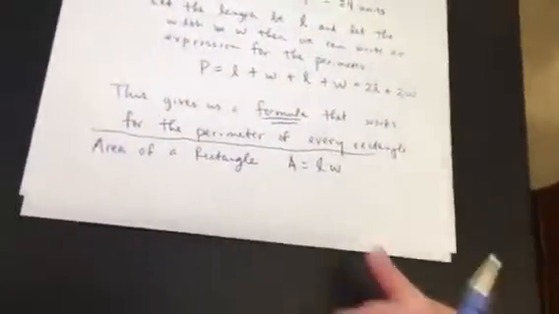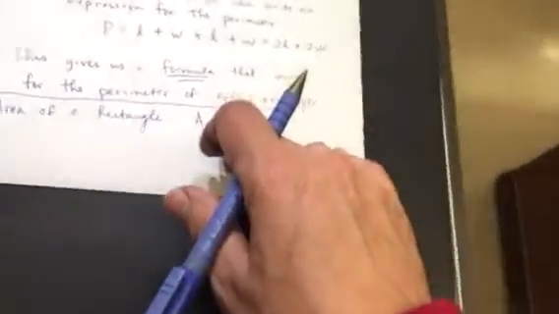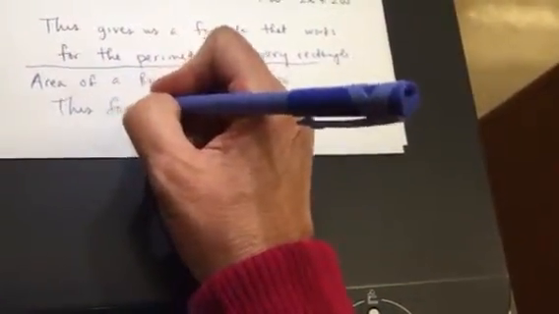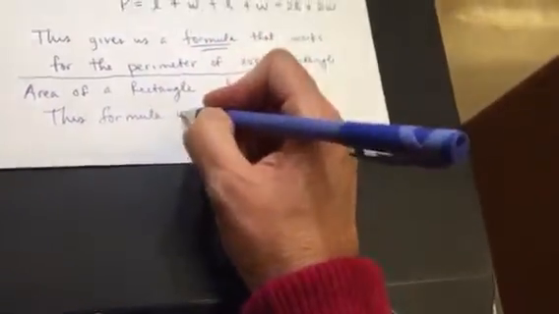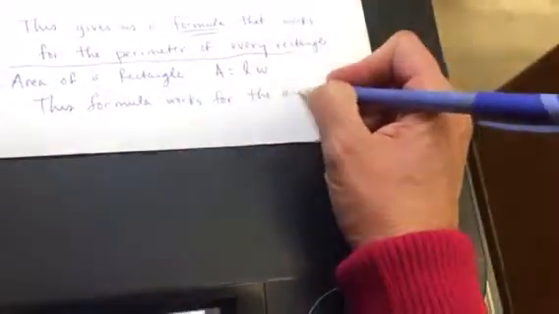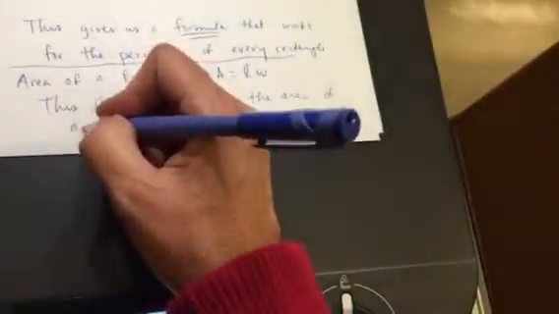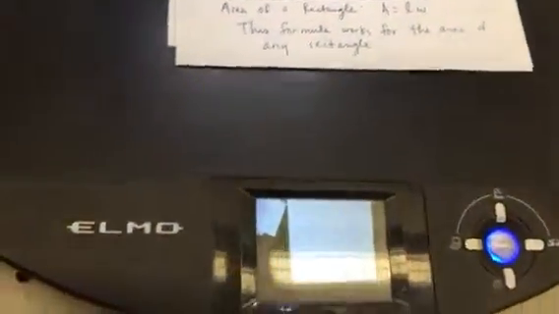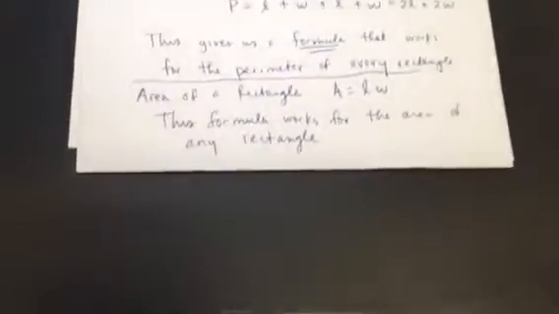So again, variables used in a generalization. Here's a formula that works for the area of any rectangle. This formula works for the area of any rectangle. Variables are used to represent some specific situation, and in this case, area of a rectangle.